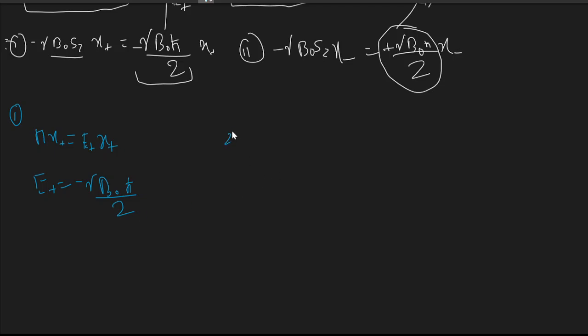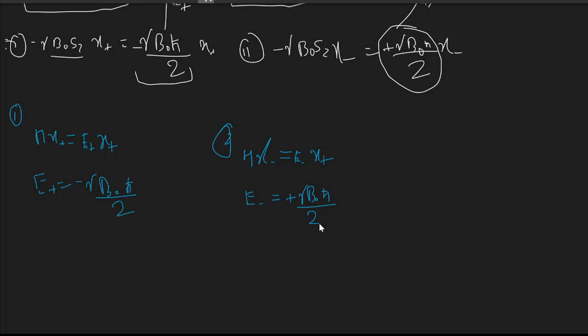For our second case, when we apply this Hamiltonian operator to the spin down state, it will result in the energy for the spin down state, represented here by the negative subscript, E minus, and it will be positive gamma B naught h bar by 2. Now we have done these calculations.